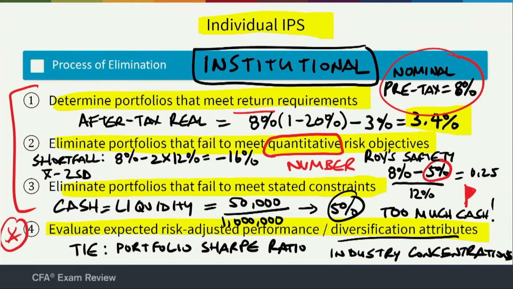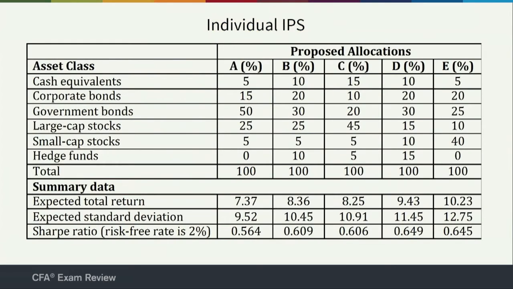Okay, so why don't we take a look at an actual example and put our knowledge to work. Here we go. I've come up with 5 different proposed allocations. I got portfolio A, B, C, D, and E. All of the returns are calculated for us. So these are nominal returns here. So we've got our output there.